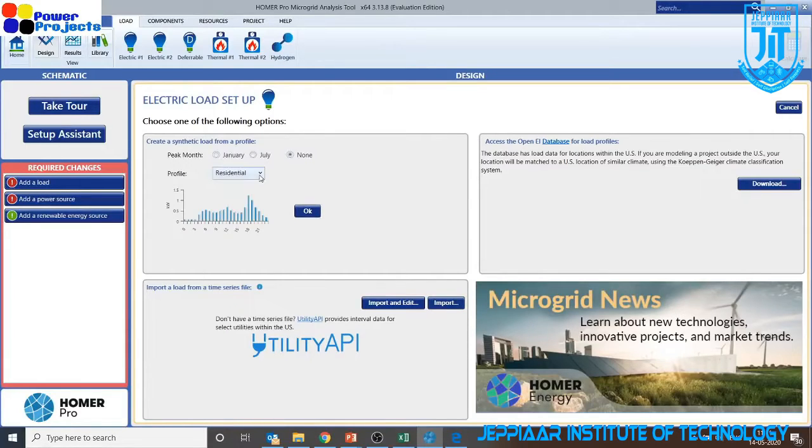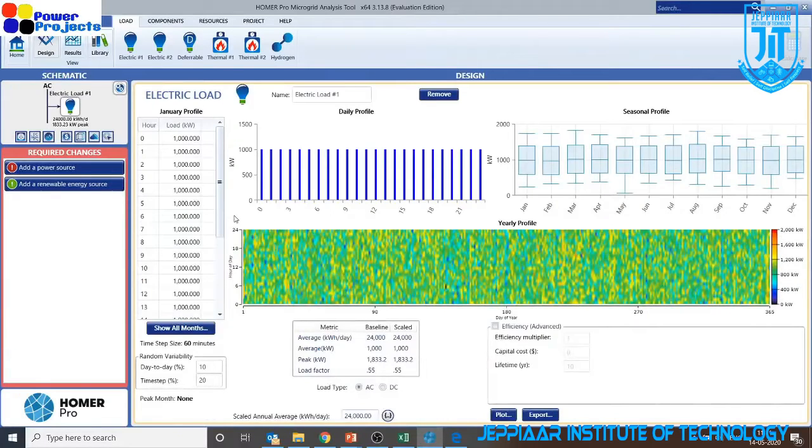Now I have taken an example of an industry. Let's talk about an industry example. If you look at an industry, the load might be almost constant, because the industry is assumed to be operating in 3 shifts a day.